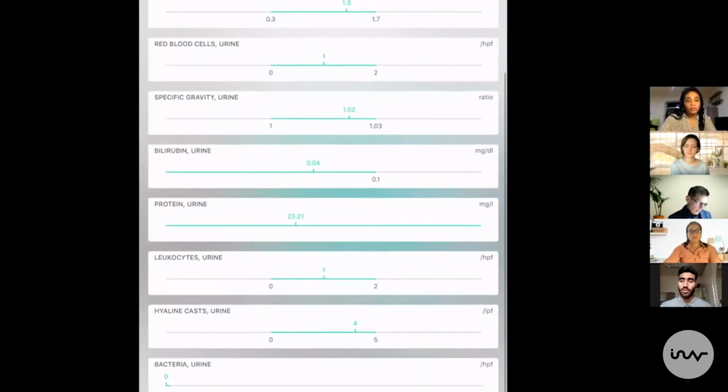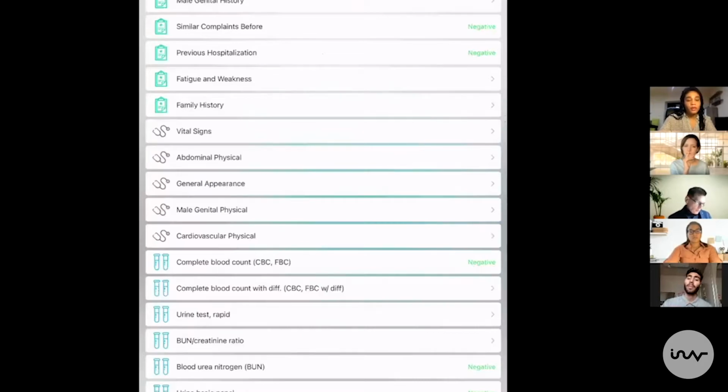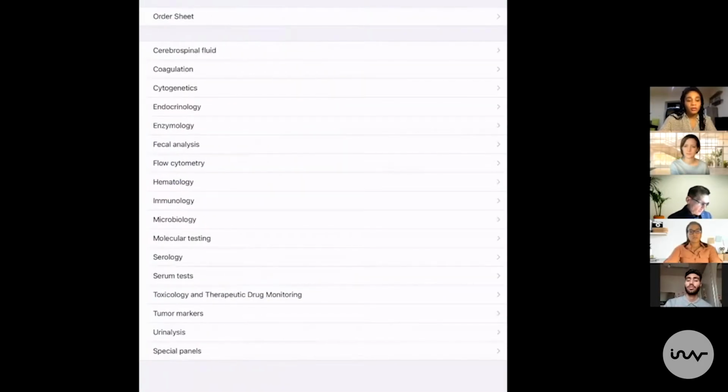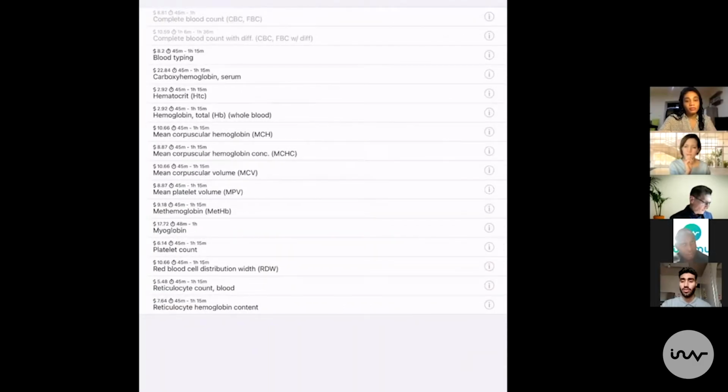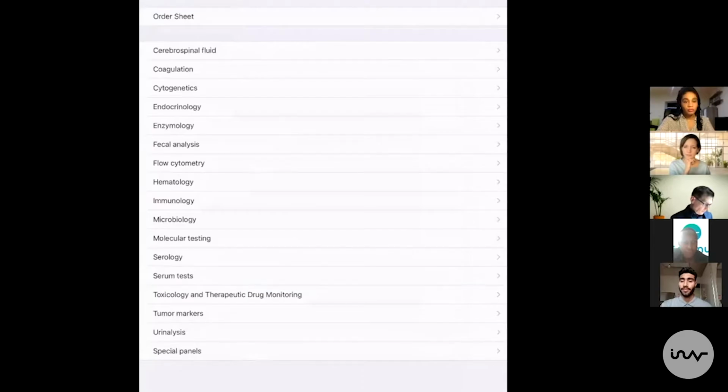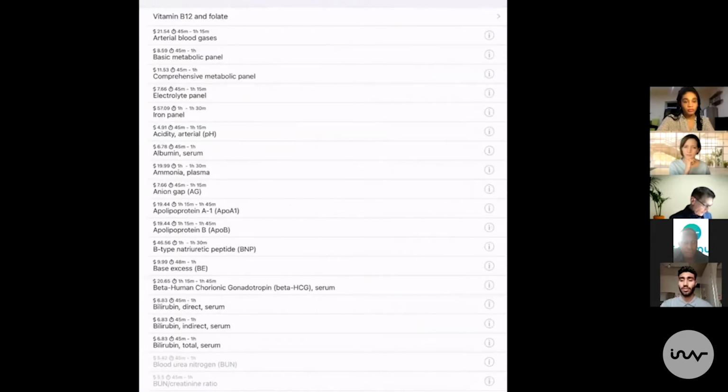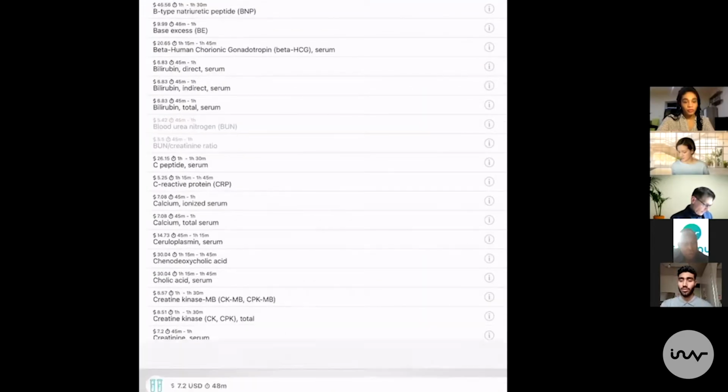Urine basic panel is still negative. So do you have any further ideas about laboratory tests? Can you check the creatinine level? Because you just checked the BUN creatinine ratio, but you didn't check the creatinine level. From, yeah, I think the serum tests. And the total serum creatinine. Serum creatinine is in reference range.